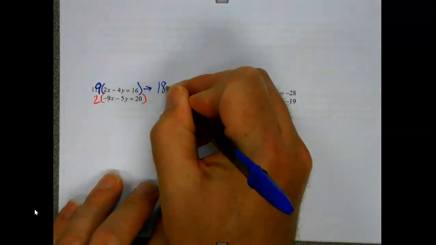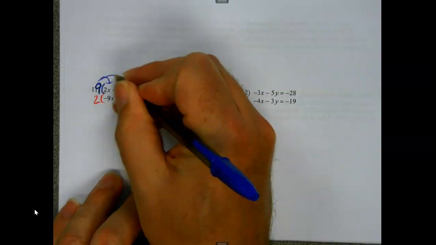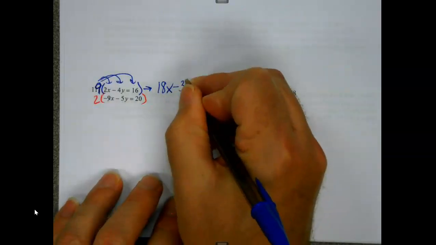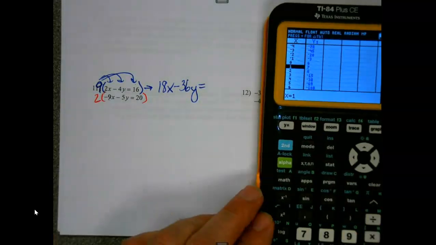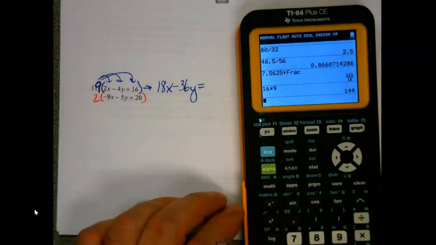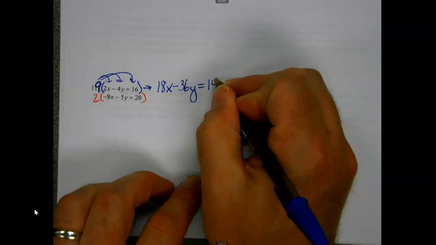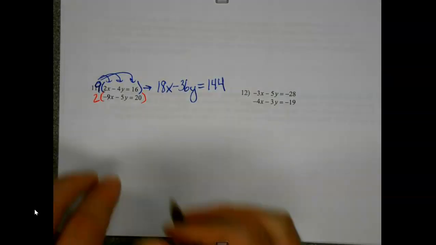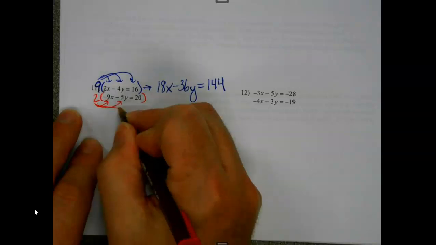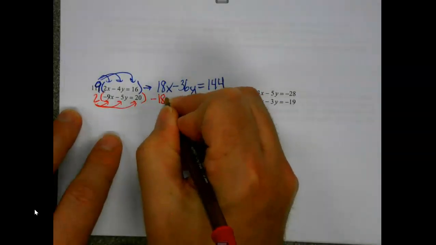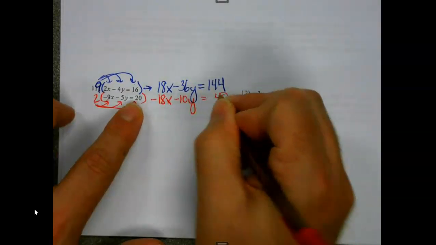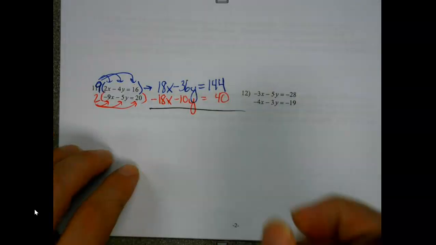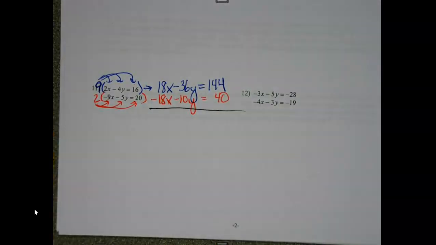So let's see. Multiply through 9. Friday afternoon. Need a little help on my whoops, hang on a minute here. All right, 144. Down here, we'll distribute the 2 through: negative 18x, negative 10y, positive 40. So by multiplying both of them, now I was able to get rid of the x.